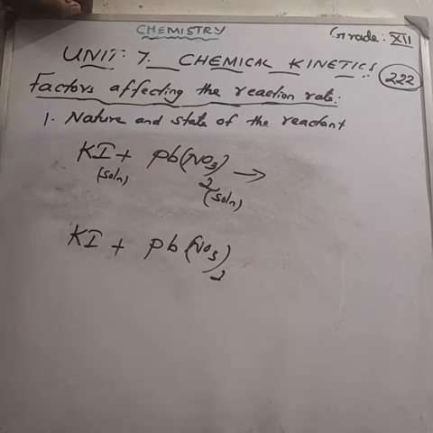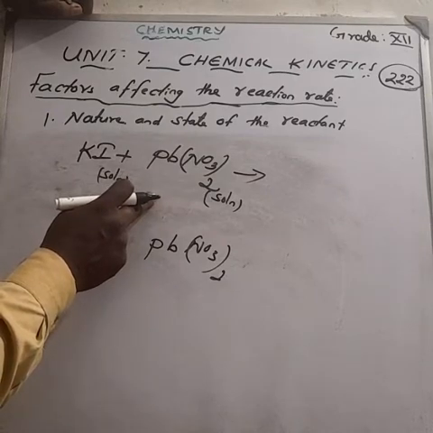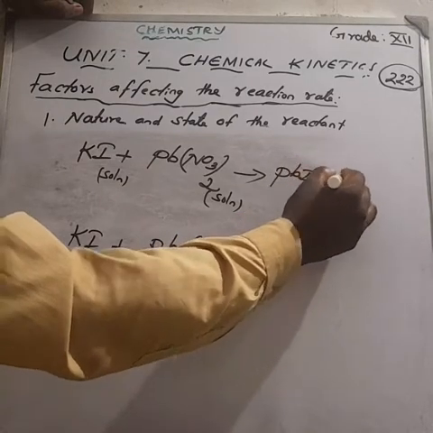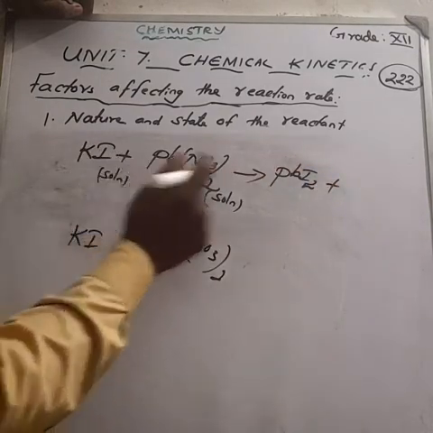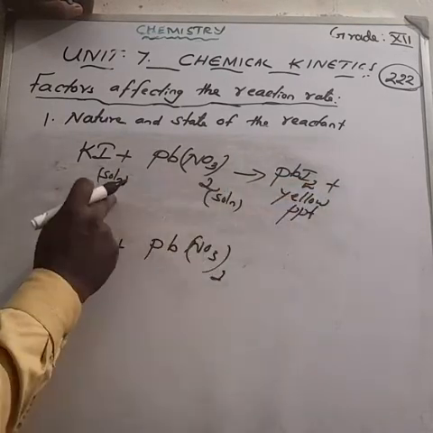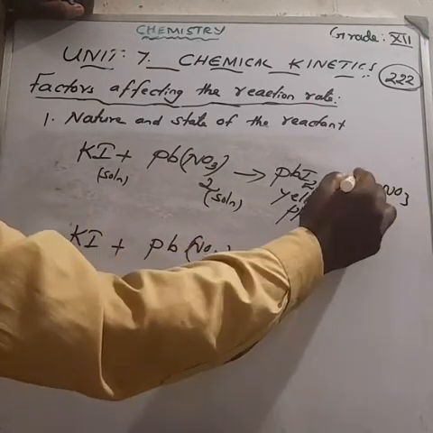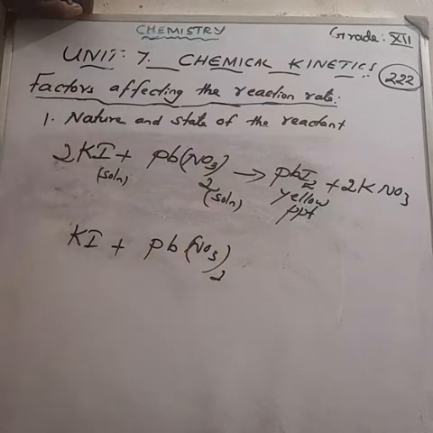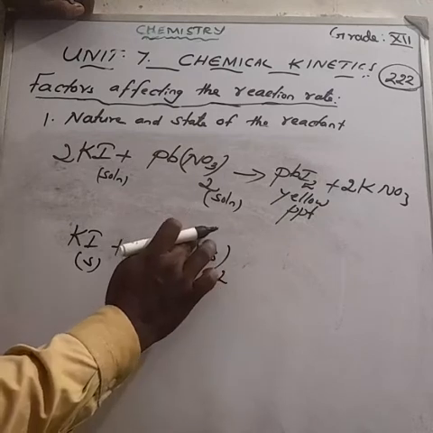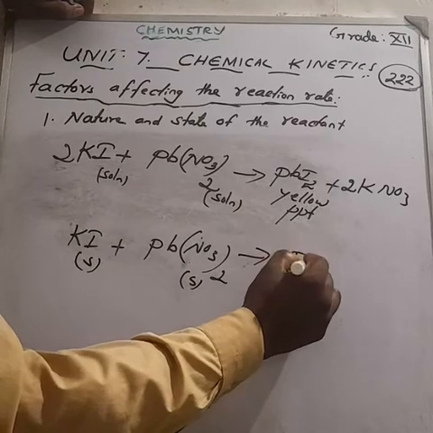These two solutions undergo reaction. Both of them are reacting. We get a yellow precipitate of lead iodide. Here, in the other case, we are taking solid lead nitrate with solid potassium iodide. Here also we get a yellow color, but this color appears only slowly.